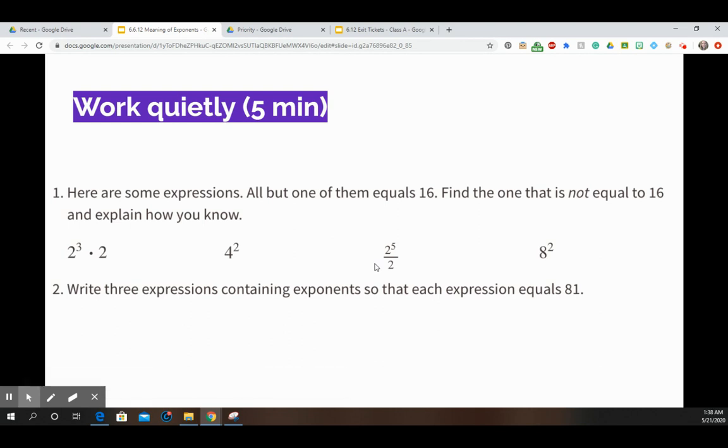Okay, so I want you to go ahead and solve these. If you're ready, you can pause and just get to work. If you're not, keep listening. I'll read them to you. Here are some expressions. All but one of them equals 16. Find the one that is not equal to 16. Explain how you know. For part 2, write 3 expressions containing exponents so that each expression equals 81.